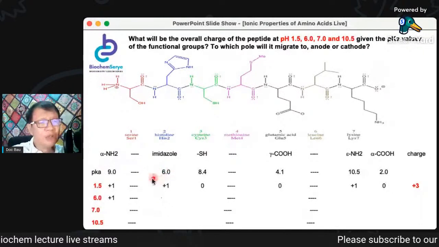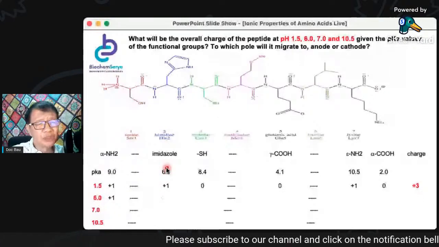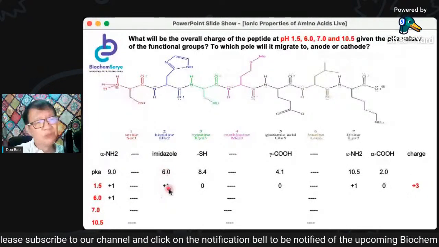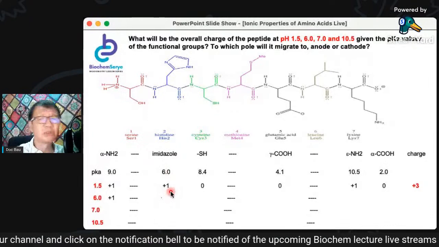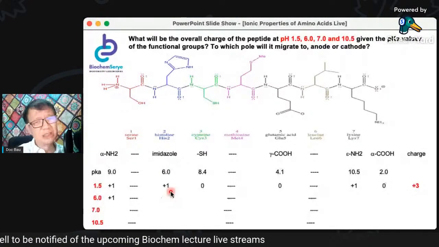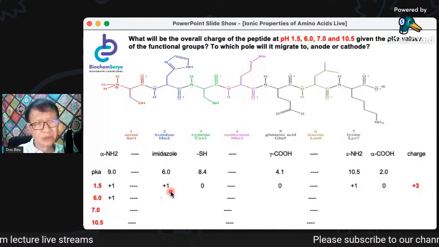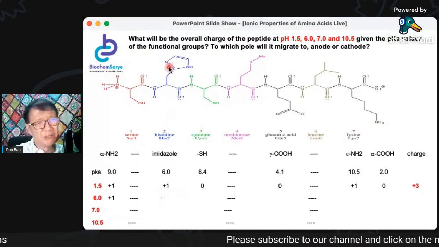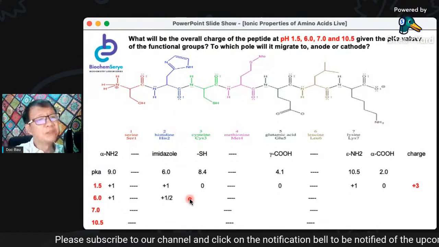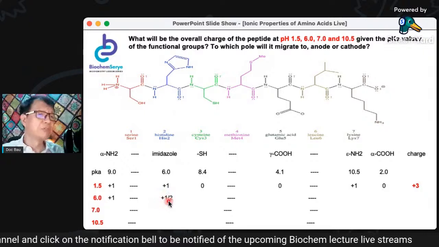What did we say? If your pH coincides with the pKa value of a functional group, you'll have 50% of both species. So you have 50% of 0 and 50% of +1. In other words, you have 50% of the protonated imidazole and 50% of the deprotonated imidazole. So the charge of your imidazole group here is 0 plus 1 divided by 2, it's plus one half or plus 0.5. That should be plus 0.5.